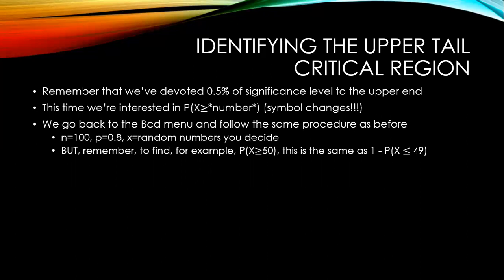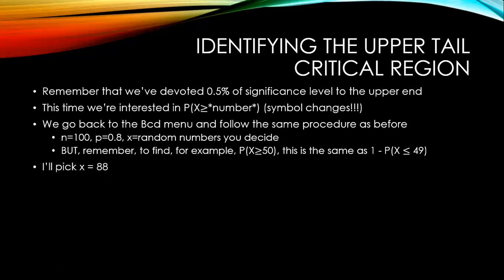So n needs to be 100, p needs to be 0.8, and x are going to be random numbers that we decide. But this is the key thing. Remember, your calculator is programmed to use the less than or equal to symbol, not the bigger than or equal to symbol. That's how your calculator accumulates probabilities. So, for example, if we wanted the probability that we get bigger than or equal to 50 successes, this is the same as 1 minus the probability that we get less than or equal to 49 successes, as we explained before with the number line explanation.